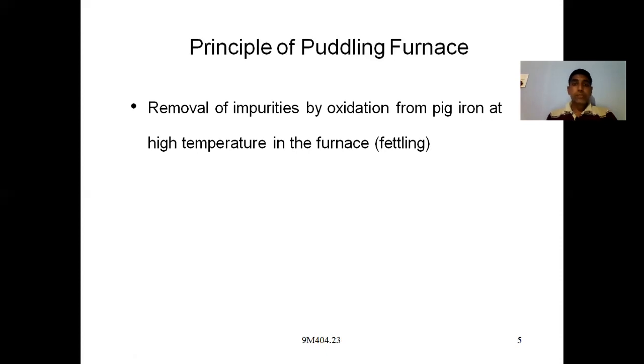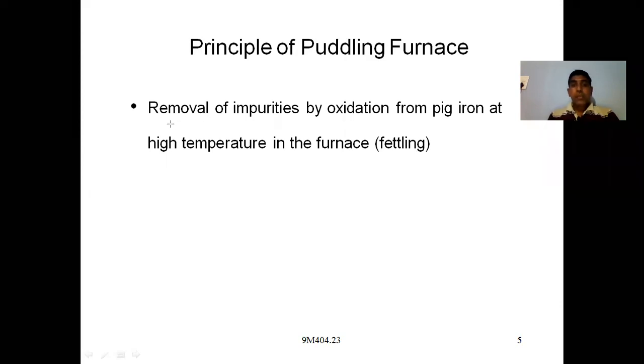See here. This is the principle of puddling furnace. Removal of impurities by oxidation from pig iron at high temperature in the furnace, that is known as fettling operation. Fettling. Okay. So this is important. This is the principle. So many times it is asked in the examination. So removal of impurities. So we are removing the impurities.